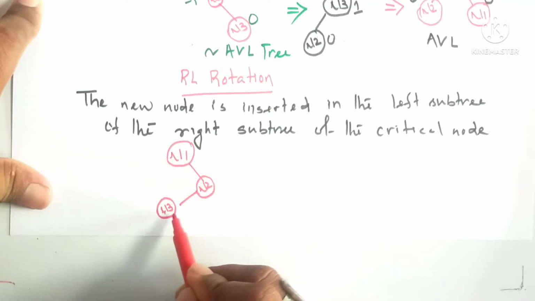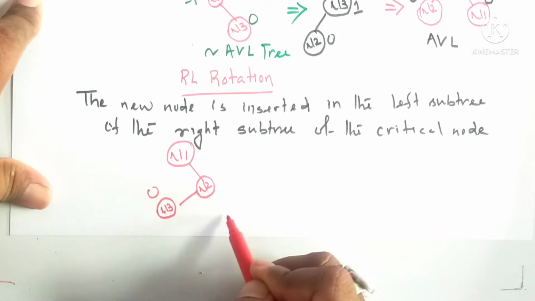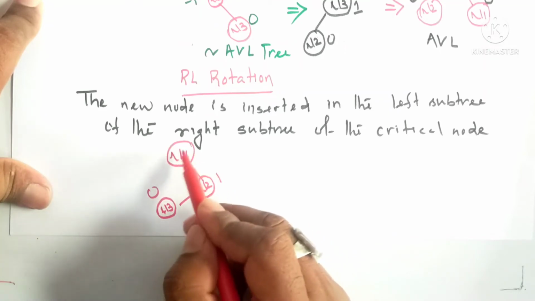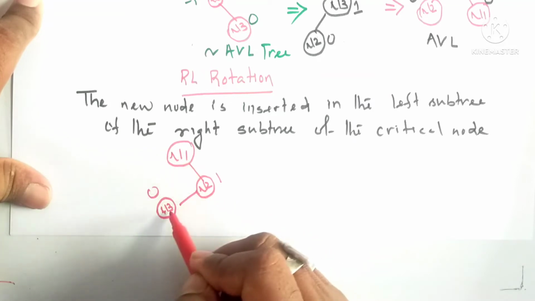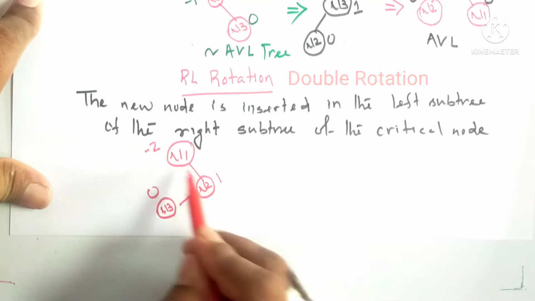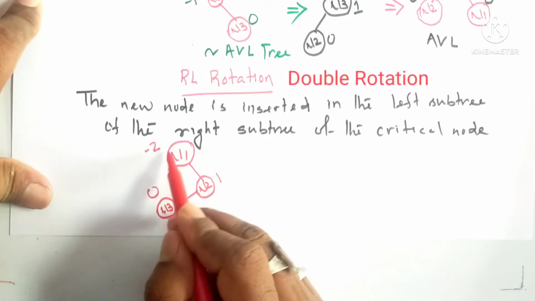So what is the balance factor of N3? 0. Balance factor of N2, left subtree height is 1, right subtree height is 0. So 1 minus 0 is 1. Then what is the balance factor of N1? Left subtree is 0, right subtree is 2. So that is minus 2. So everyone is satisfying the balance factor range except the node number 1. So that's why N1 is a critical node.